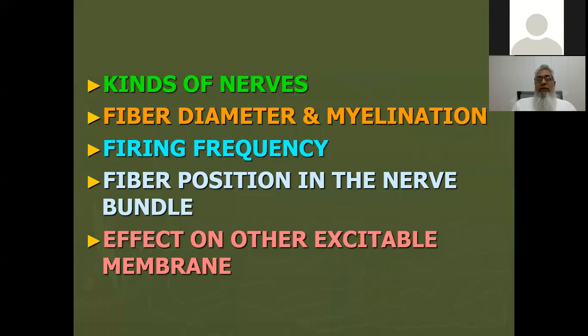This propagation of action potential depends on different factors. It depends on the kind of nerves. The myelinated nerves are more rapidly blocked. Similarly, the fiber diameter and the myelination are important. Regarding firing frequency, the pain fibers are firing more rapidly, so they are blocked earlier than other sensory modalities.